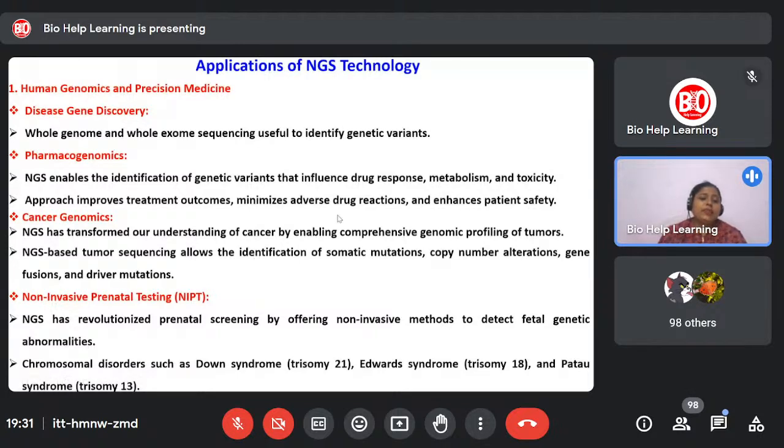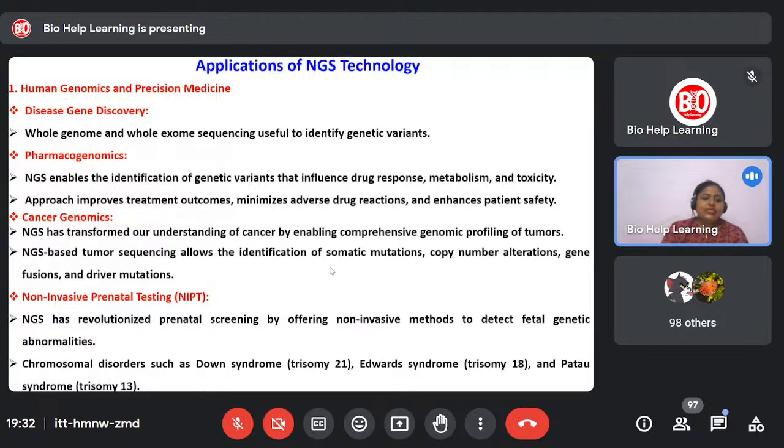The third application of NGS technology is cancer genomics. NGS has transformed our understanding of cancer by enabling comprehensive genomic profiling of tumors. NGS-based tumor sequencing allows the identification of somatic variation, mutations, copy number alterations, gene fusions, and driver mutations.